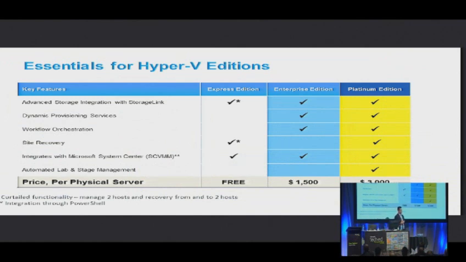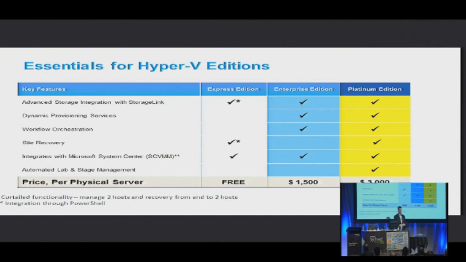So look, the last slide from me, and we've intentionally left a bit of time here for Q&A at the end of the session. The last slide here is just a discussion about the different editions that we offer Essentials for Hyper-V in. So you get Express, Enterprise and Platinum. The good news about Express is that it's the free version. So you can go to citrix.com right now and download that. It gives you site recovery and the Storage Link functionality. The catch, though, is that it only gives you that functionality for 2 hosts.